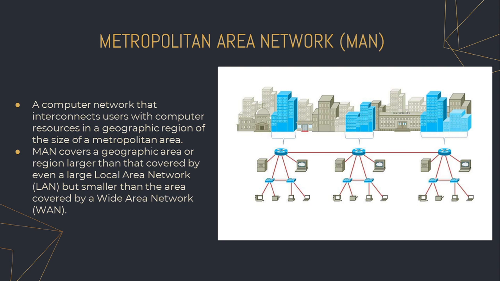Then we have Metropolitan Area Network. This is a combination of LANs, a computer network that interconnects users with computer resources in a geographic region of the size of a metropolitan area. It consists of a computer network across the entire city. A metropolitan area network covers a larger area than a local area network because a MAN is a combination of two or more LANs. Depending on its configuration, this type of network can cover several areas. A MAN is operated by a single entity such as government agencies or large corporations.